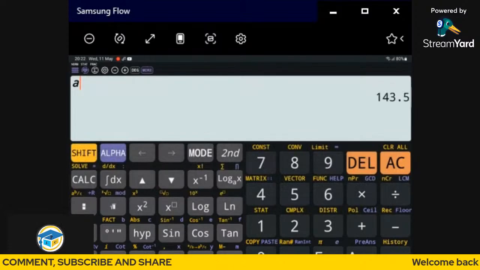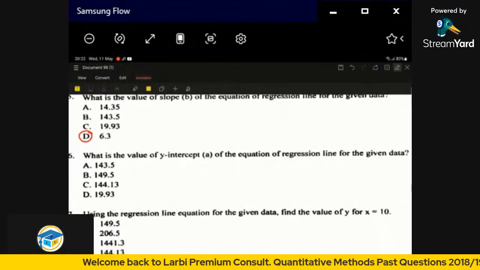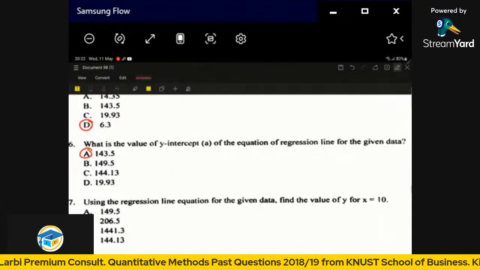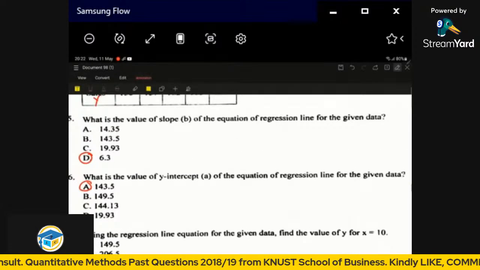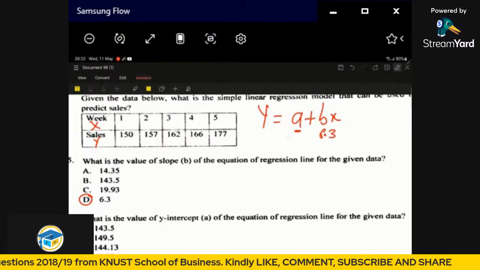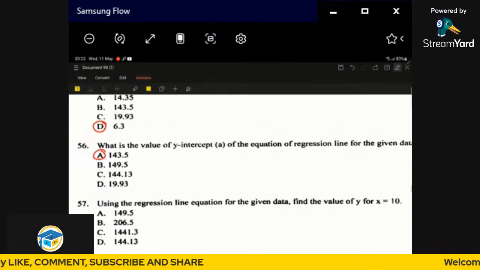So once you select A, you should be able to arrive at 143.5 as your intercept. So we can clearly see that the intercept of this equation, A, is 143.5. So we know B is 6.3, and we also know A to be 143.5. Is that okay? Now, that's for question number 56.